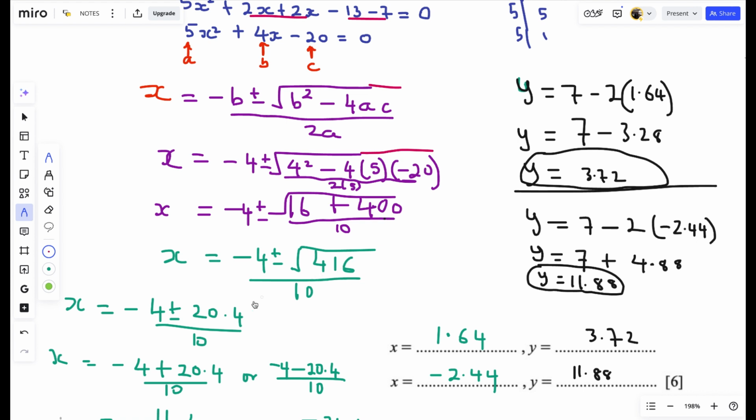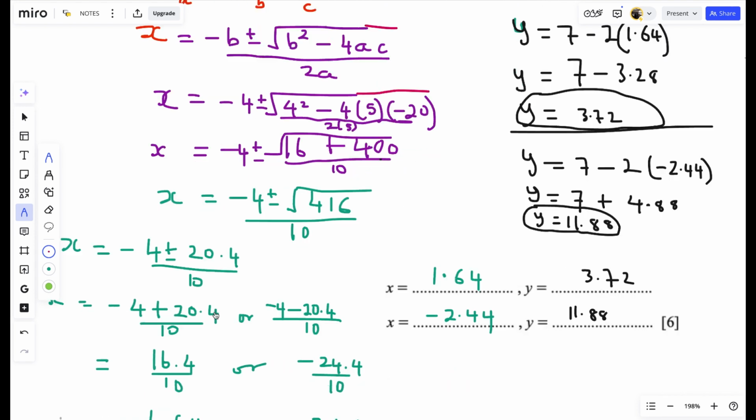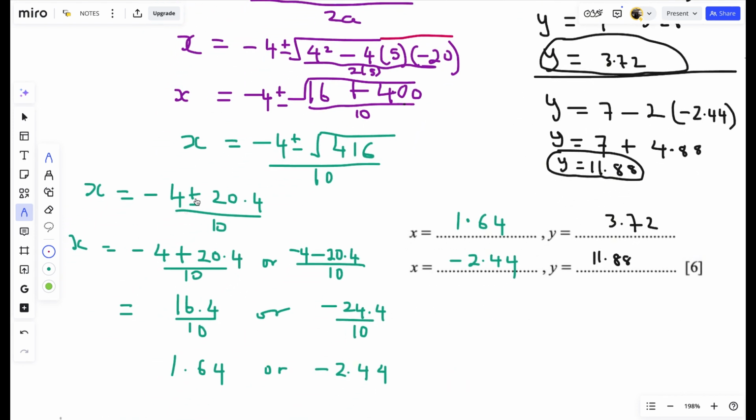So if you find the root, you get 20.4. So you now have negative 4 plus or minus 20.4 over 10. Here you now split. You say minus 4 plus 20.4 over 10. For the first one you use only the plus. For the second one you use minus. You say minus 4 minus 20.4 over 10.